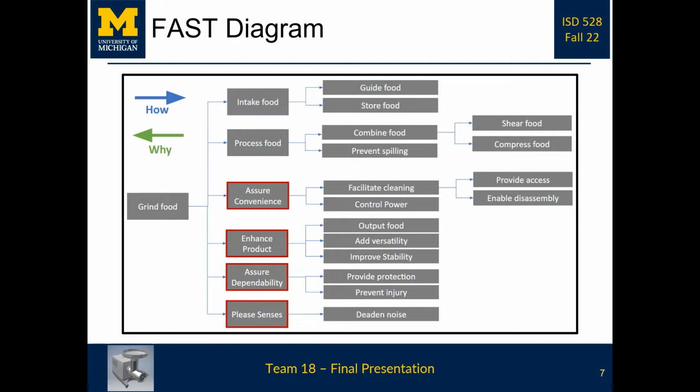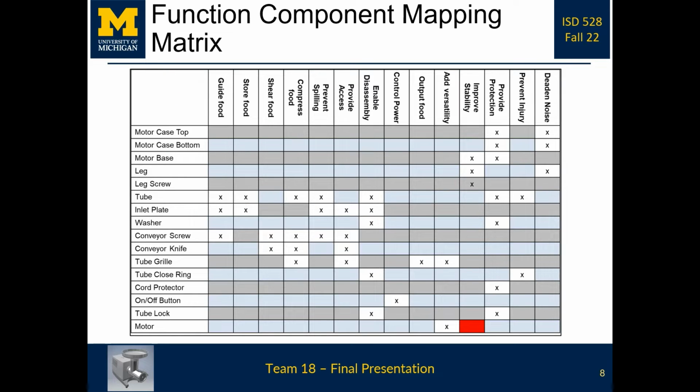Next, we have the FAST diagram. Our primary functions are intake food, process food, assure convenience, enhance product, assure dependability, and please senses. These primary functives are then mapped to the secondary functives by how and why relations to define the overall functions of the machine. Coming up next is the function component mapping matrix.